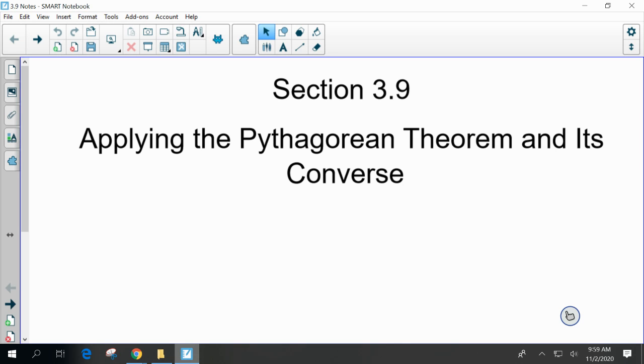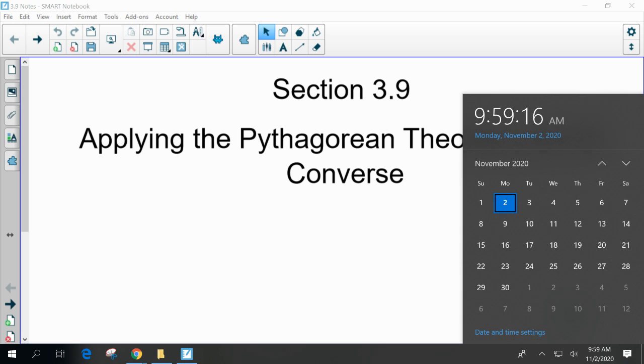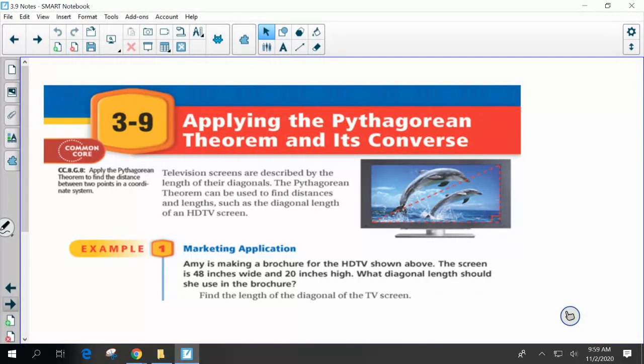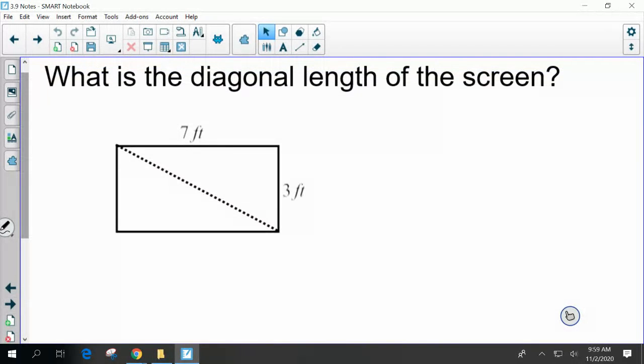All right, so we are going to apply the Pythagorean theorem and its converse. For the first problem, we're going to just review the Pythagorean theorem. What is the diagonal length of the screen? We'll say this is a TV screen or a theater screen, more like it, 7 feet by 3 feet. The diagonal, what letter would we put with that? What variable? C. Okay, so we're going to do the Pythagorean theorem.